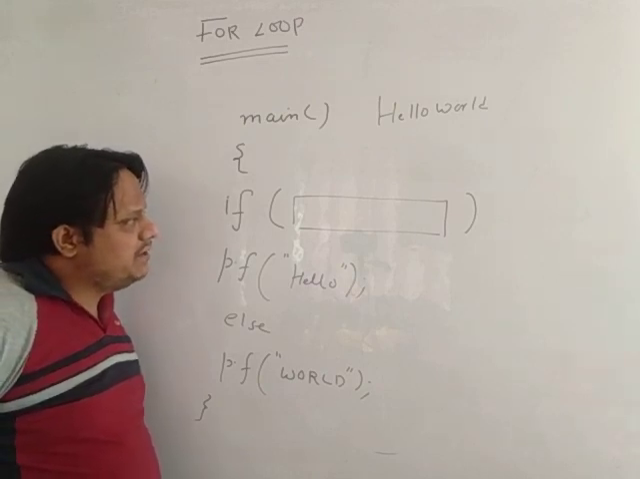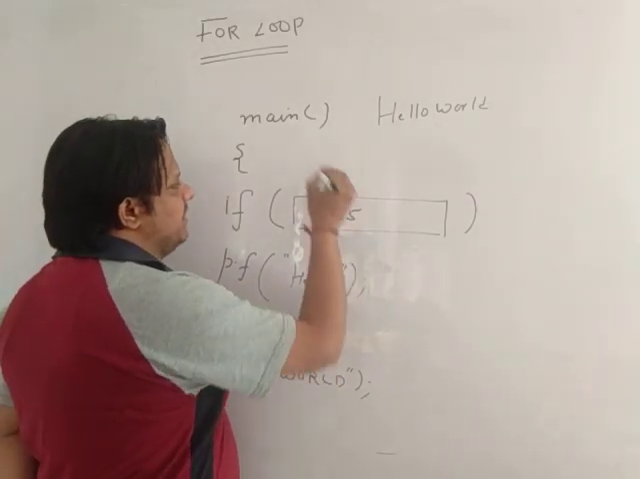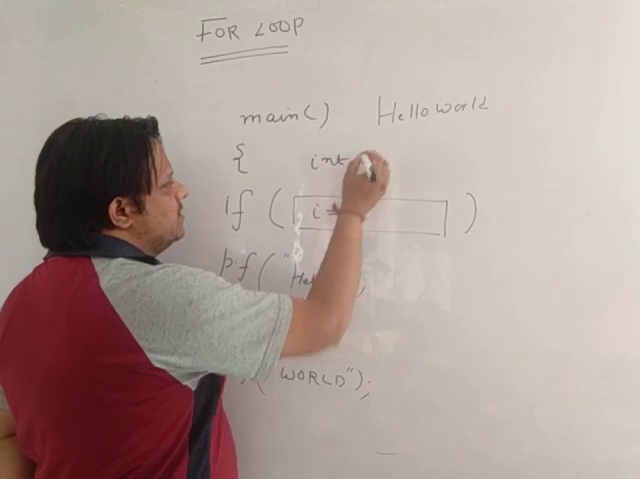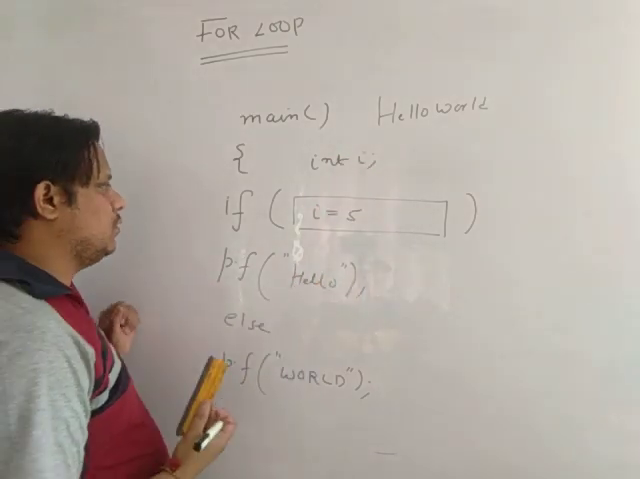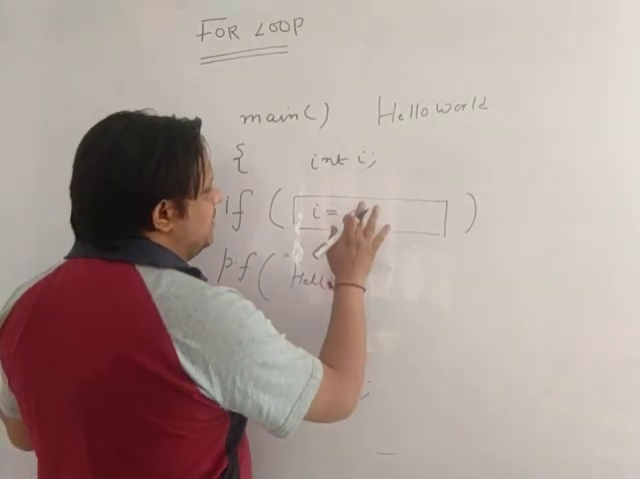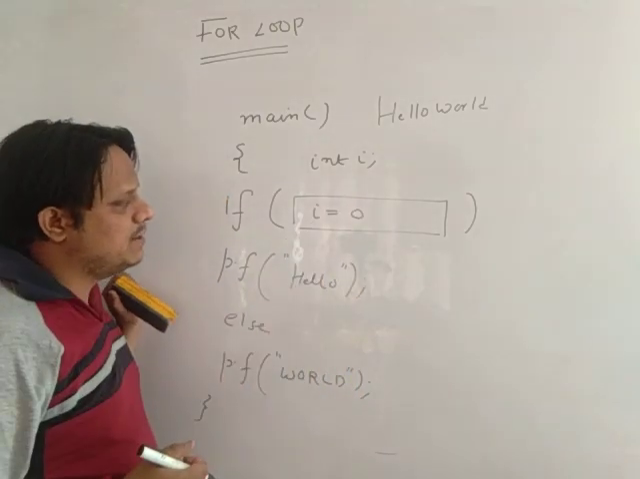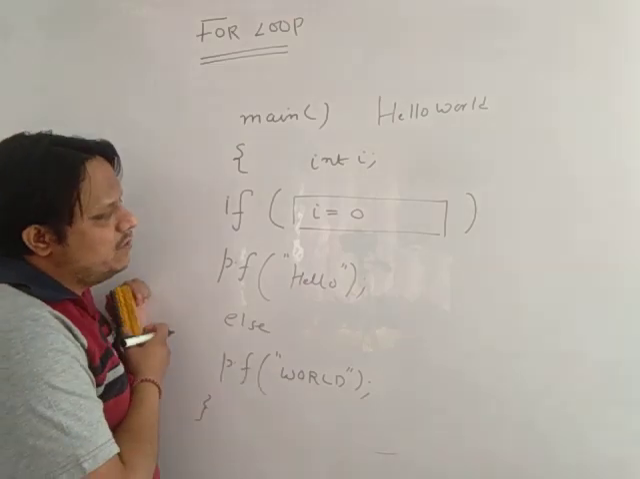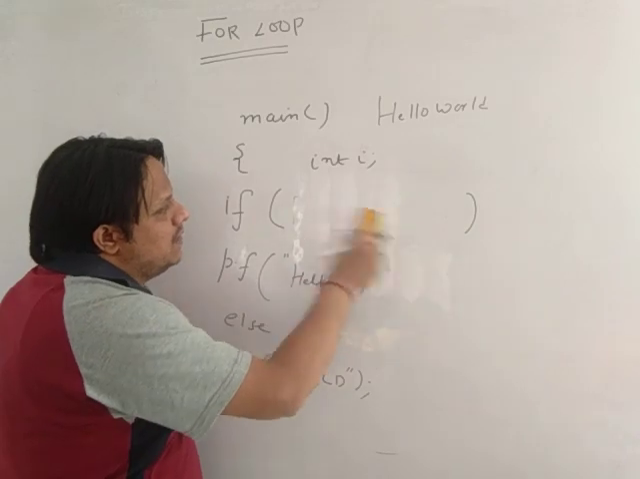Even if I write i is equal to 5, with int i, the condition is true. It should print hello, not world. Even if I write i is equal to 0, the value of i becomes 0 and the condition becomes false, then it should print world. So how can we print hello world?